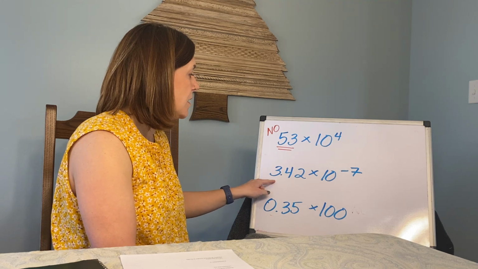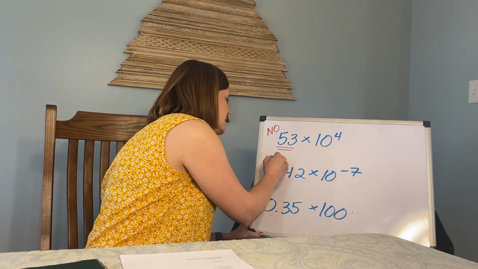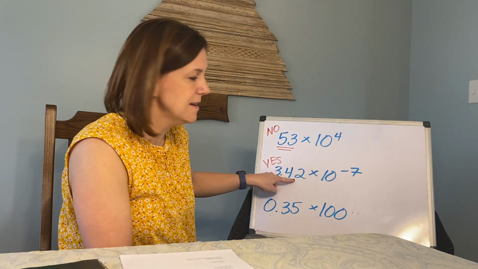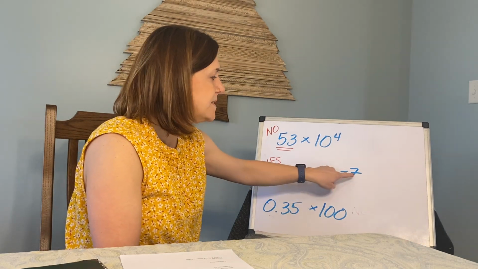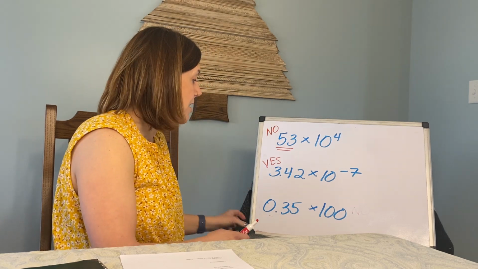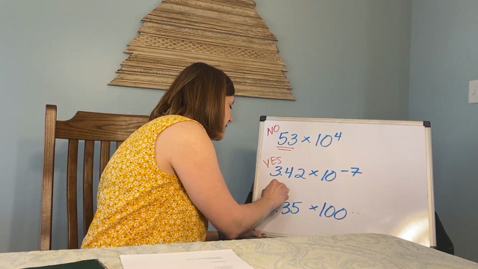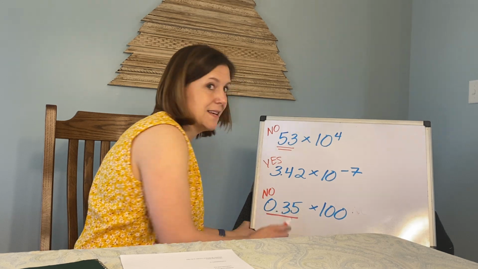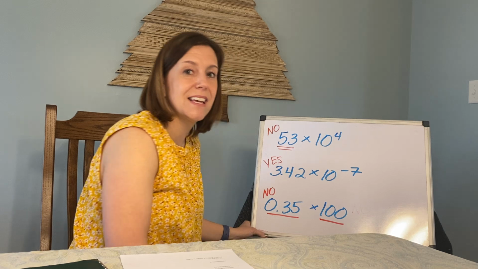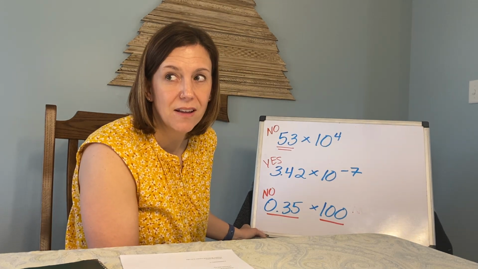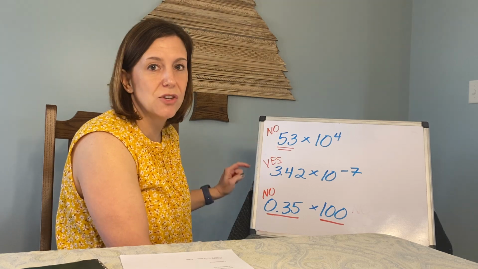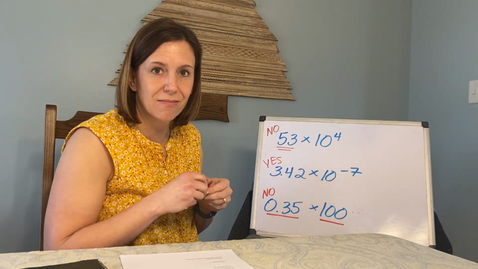Number 2, it is a yes. This number is in between 1 and 10. We have a power of 10. Totally perfect, number 2. Number 3, my answer is no. Again, this number is not between 1 and 10. And this is not written as a power of 10. So that one fails on 2 points. So no, yes, no for those practice problems.